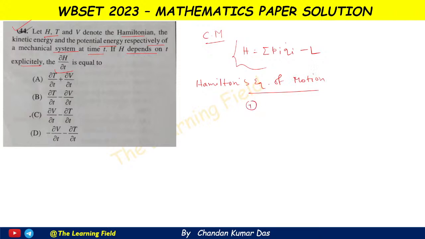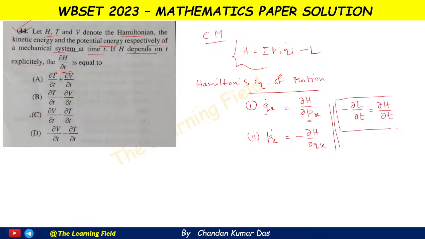Number 1 is q_k dot, which is equal to del H del p_k. Here p is the generalized momentum and q is the generalized coordinate. Number 2 is p_k dot, which is equal to minus del H del q_k. And the third one, which is most important, is minus del L del t, which is equal to del H del t. We need this result to solve this question.